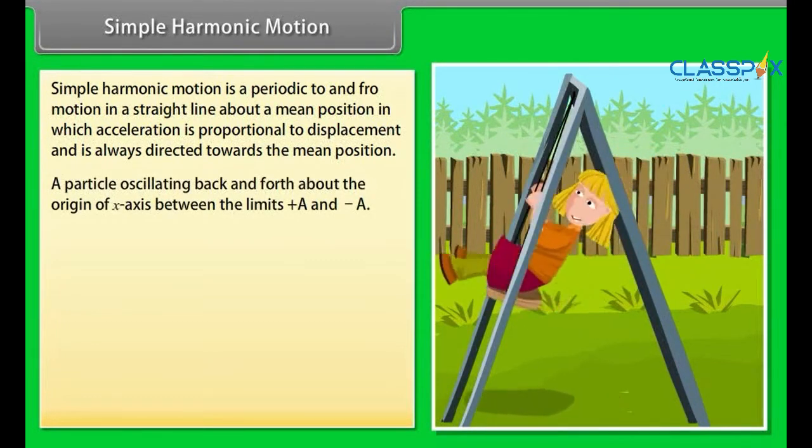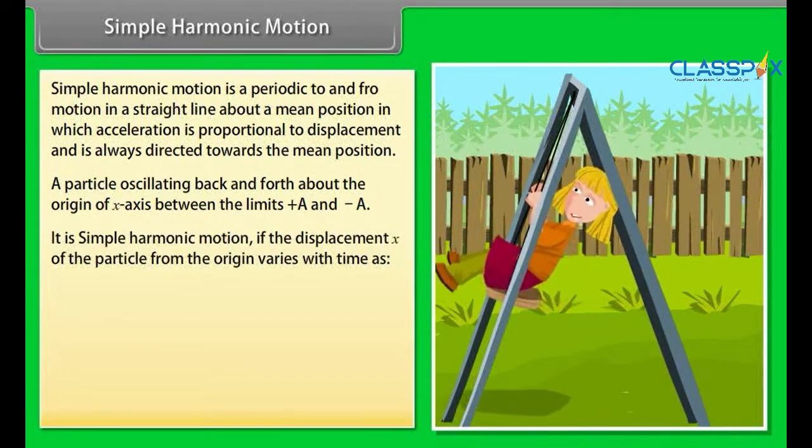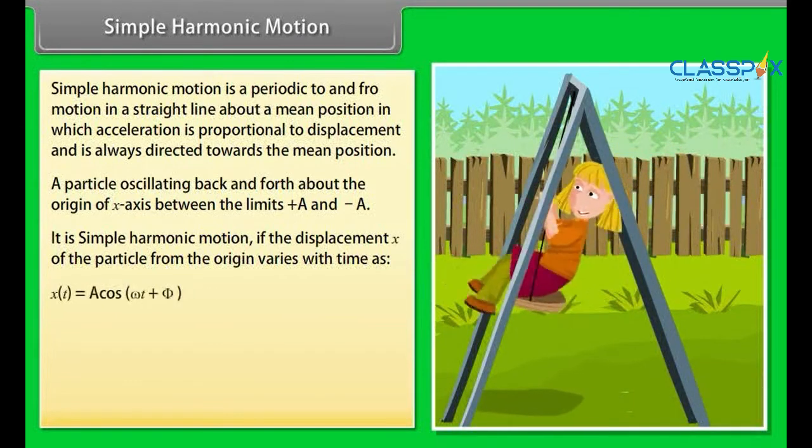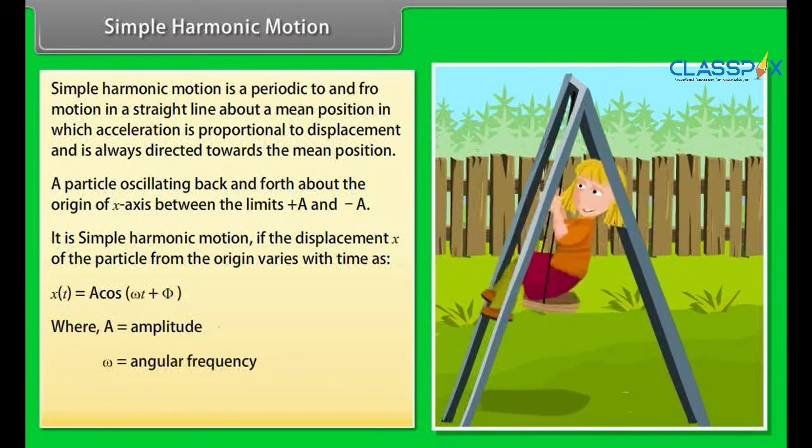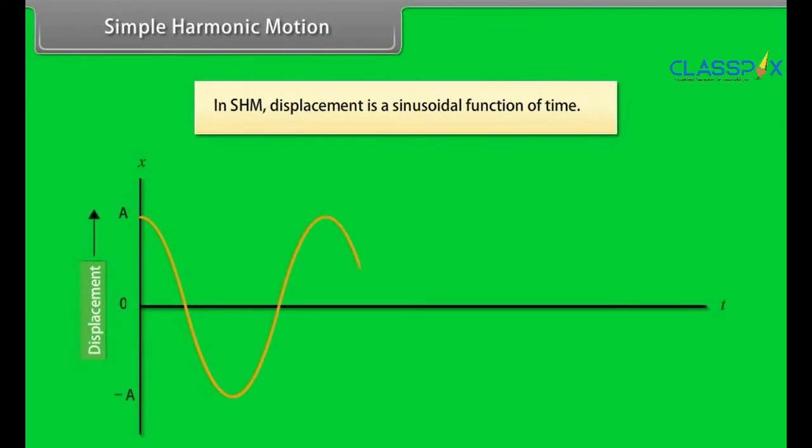Consider a particle oscillating back and forth about the origin of an x-axis between the limits +A and -A. It is simple harmonic motion if the displacement x of the particle from the origin varies with the time as x(t) = A cos(ωt + φ), where A is the amplitude, ω is the angular frequency, φ is the phase constant. In simple harmonic motion, displacement is a sinusoidal function of time.